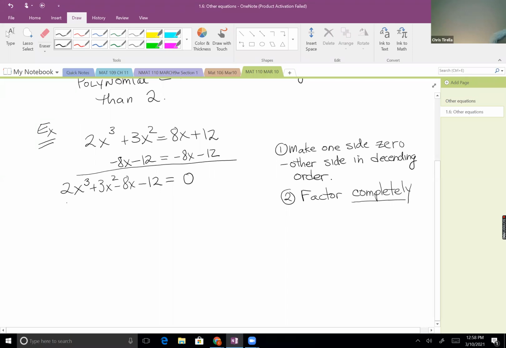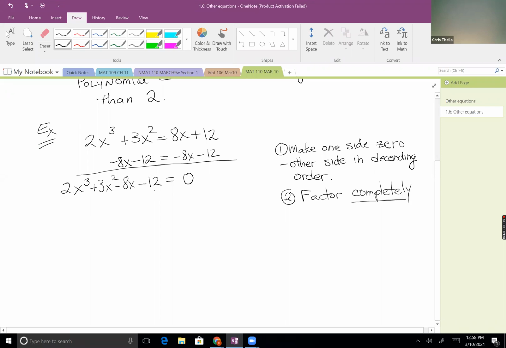And as I look at those four terms, does anybody see anything common to all four of them? 2. 2 goes into the 8 and the 12, but I don't think it goes into the others. Yeah, I like the way you're thinking. I like what you're trying. Because that's just one, and factoring out one does us no good.